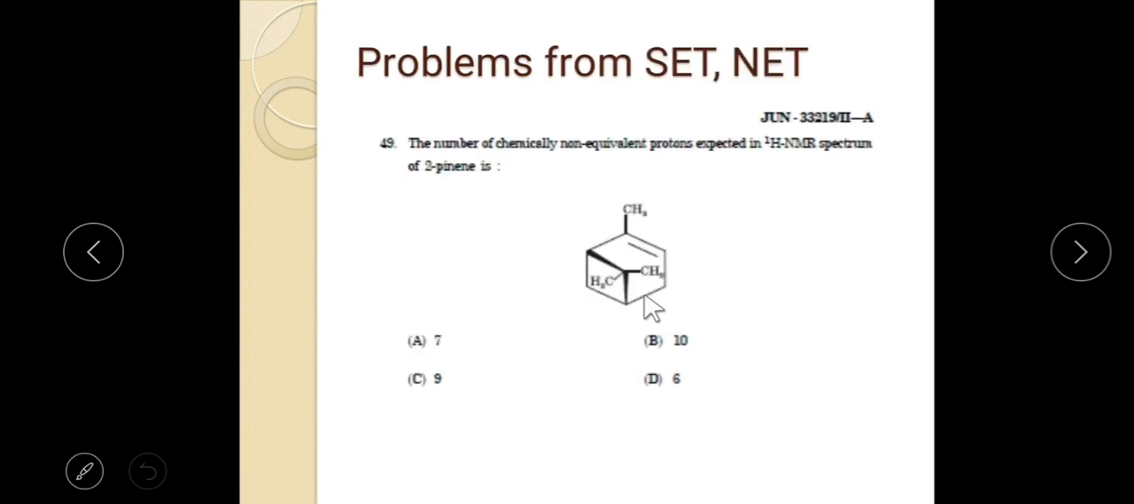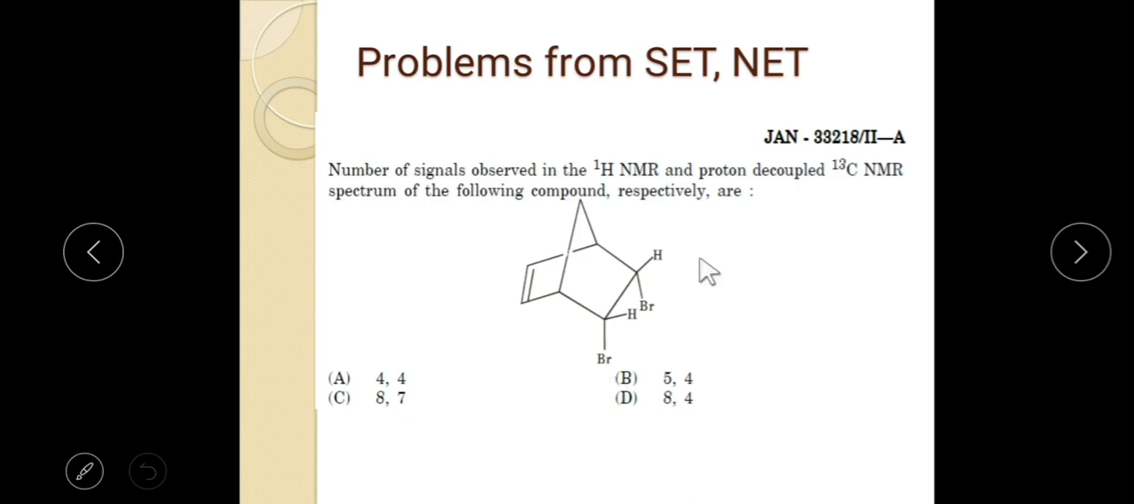Now let's see some problems from NET and SET examinations. This similar example, alpha-pinene, was asked in last year's SET examination, that is June 2019. We already discussed this problem just now. So we have 10 signals in the alpha-pinene structure. Understood? Now let's see the next problem. In this case, we already discussed, these two will show different signals, 1, 2, 3, 4 and 5. So H1 NMR will show 5 signals. This is very easy. The option is option number B.